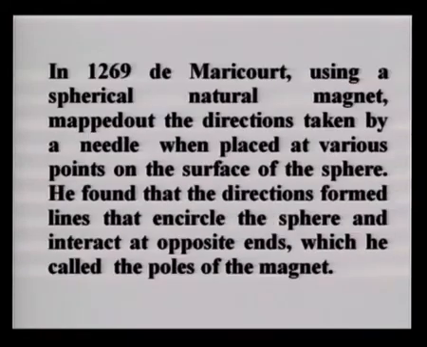In 1269, Maricourt, using a spherical natural magnet, mapped out the direction taken by a needle when placed at various points on the surface of the sphere. He found that the directions formed lines that encircle the sphere and intersect at opposite ends, which are called the poles of the magnet.